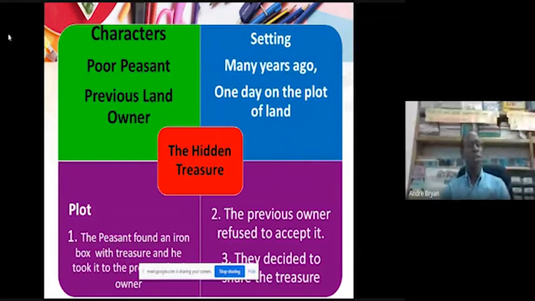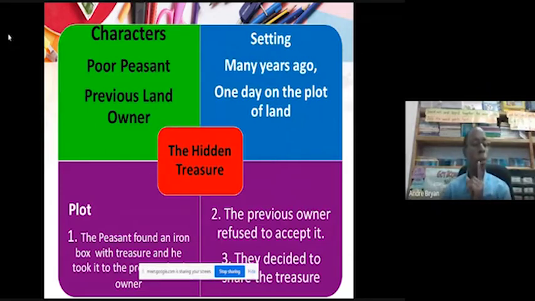And the story also said one day on the plot of land. So we know that it did not happen in a house. The story didn't take place on the beach, nor did it take place on the playfield at school. It happened on a plot of land. Very good. But what about the plot?